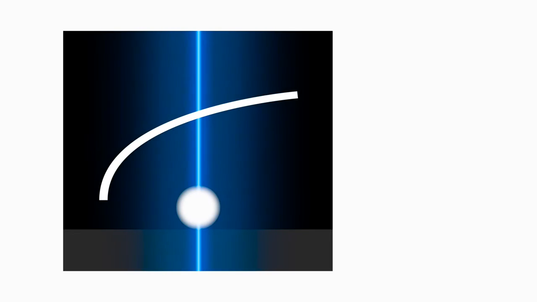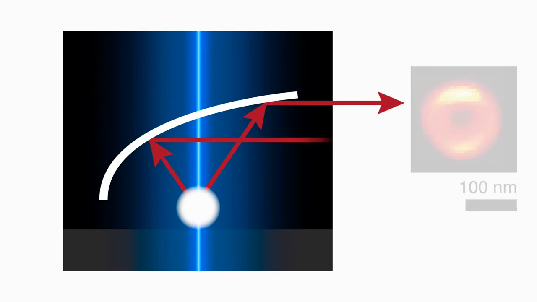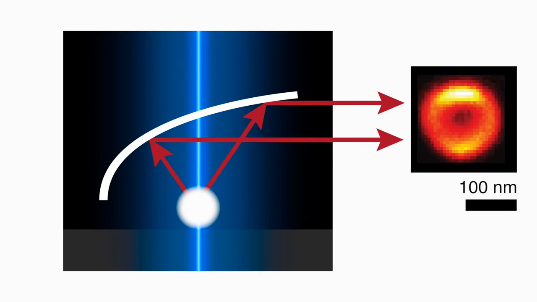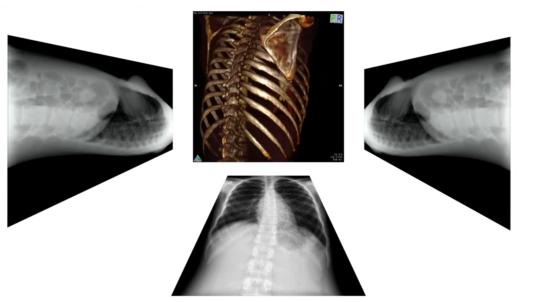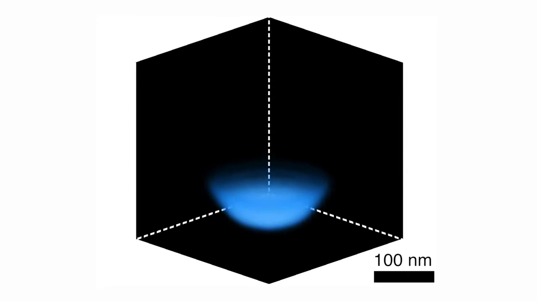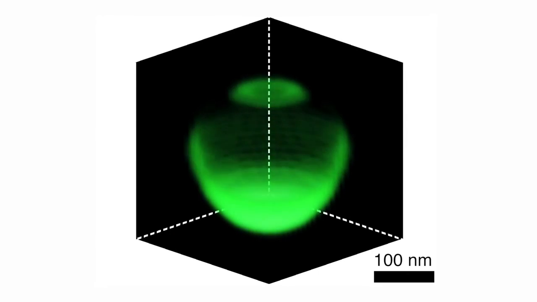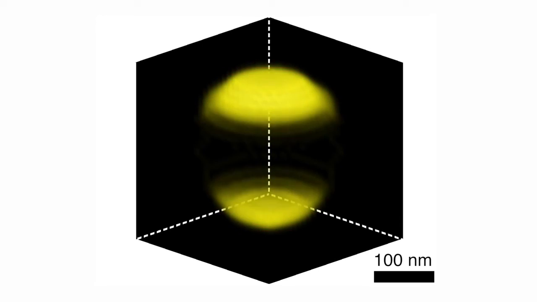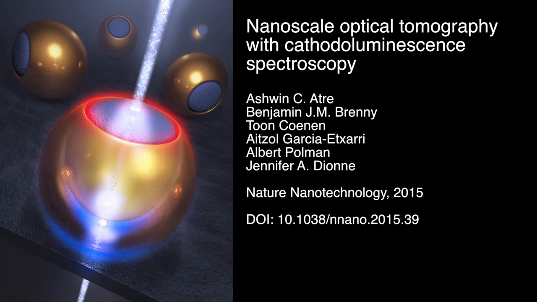So, to recap, we have combined cathodoluminescence, a technique for probing optical properties of nanoscale systems, with tomography, a 3D imaging technique. This has allowed us to generate the first 3-dimensional images of the radiative optical properties of a nanostructure. To learn more about this new technique, please see our recent article in Nature Nanotechnology.